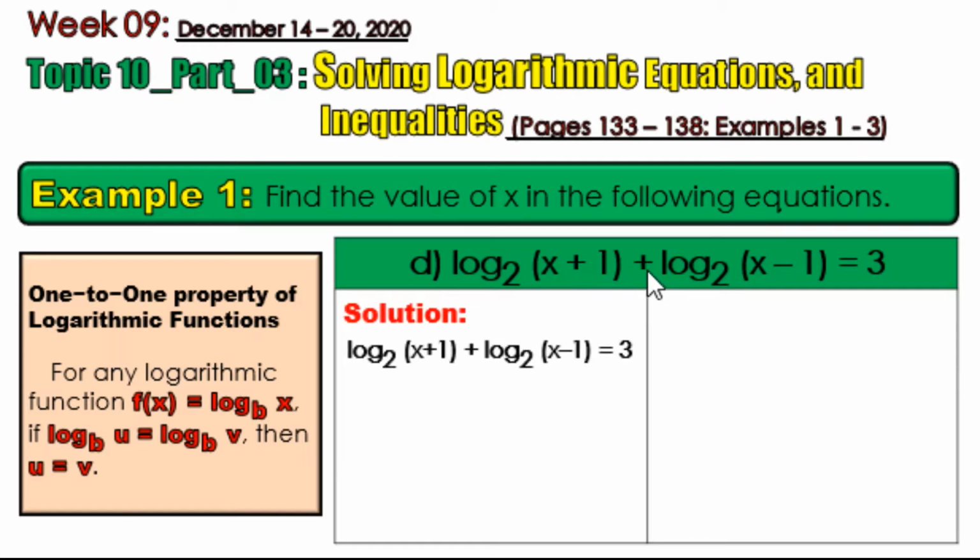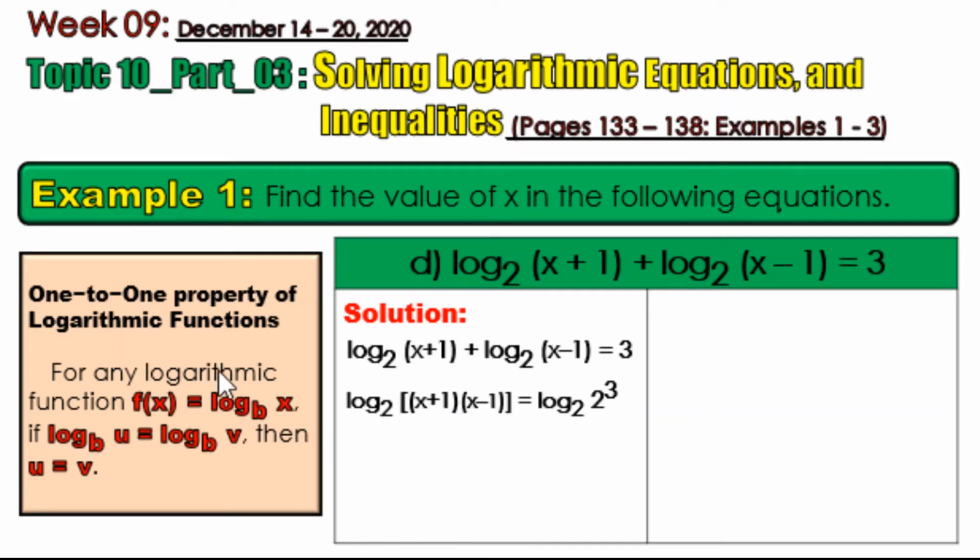If you can observe, this is the sum of the logarithms of two numbers, which can be condensed as a single logarithm. We have the same base 2, so we can condense these two logarithmic expressions as a single logarithm. Plus means that this is the logarithm of the product of the two numbers.